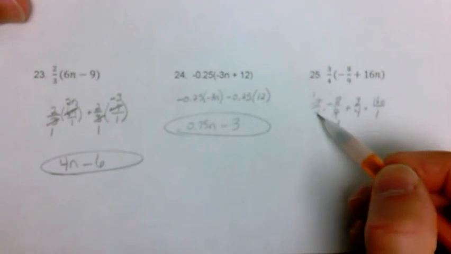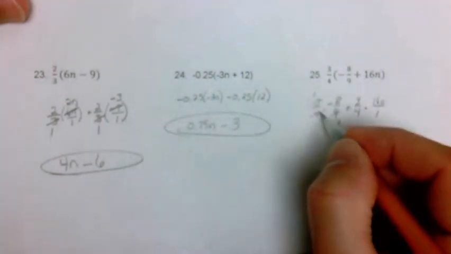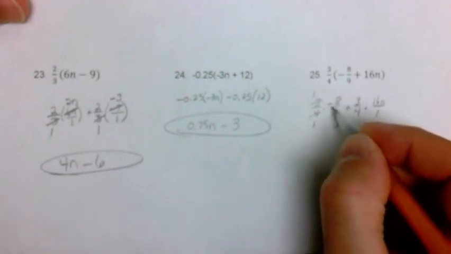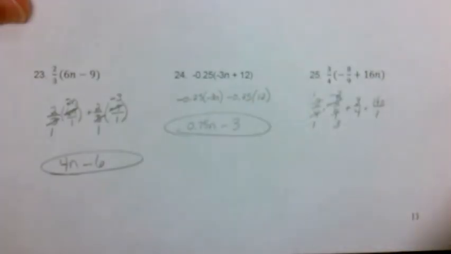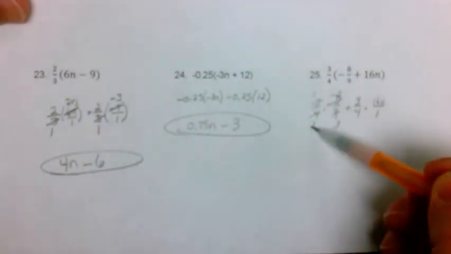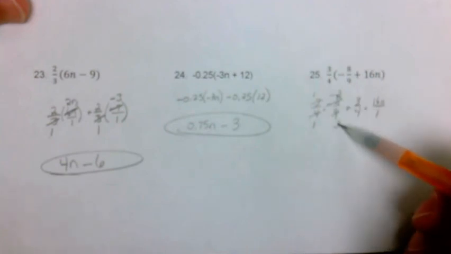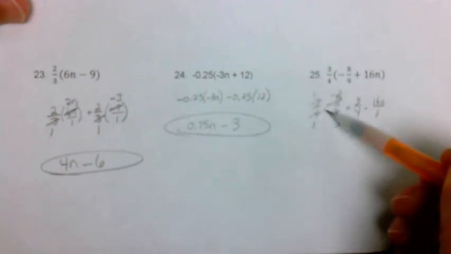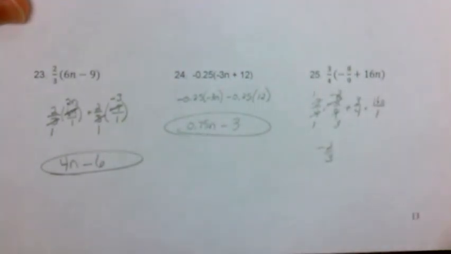Also, 4 and 8 have a common factor of 4. 4 goes into itself once, and 4 goes into 8 twice, so negative 8 is going to become negative 2. So now it's 1 over 1, which is just 1, times negative 2 over 3, which is negative 2/3. 1 times negative 2/3 is negative 2/3.